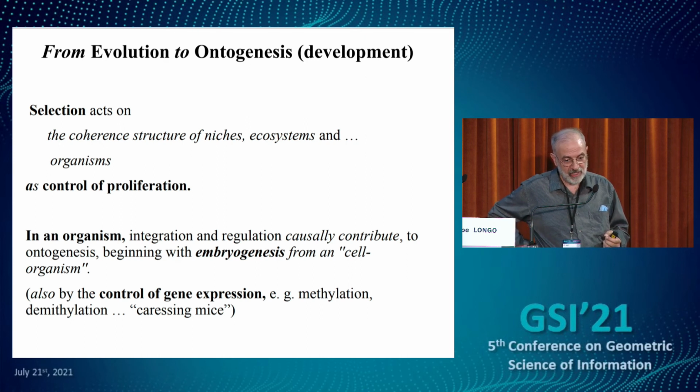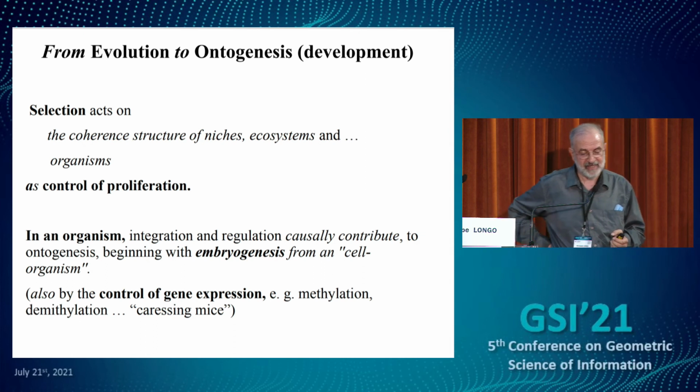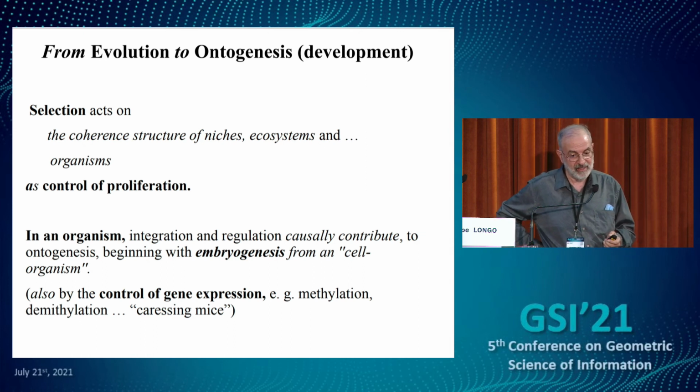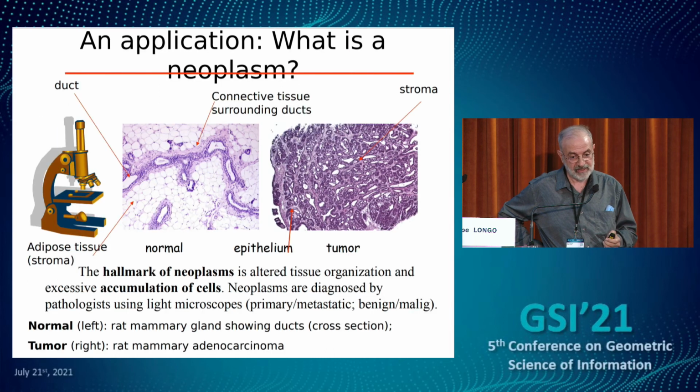And so in an organism, integration and regulation causally contribute to ontogenesis, beginning with embryogenesis. There is a massive control of gene expression. Genes are not leading; they are used by the cell, the tissue, the organism, the ecosystem. DNA depends, in its role in ontogenesis and in evolution, heavily on the context.